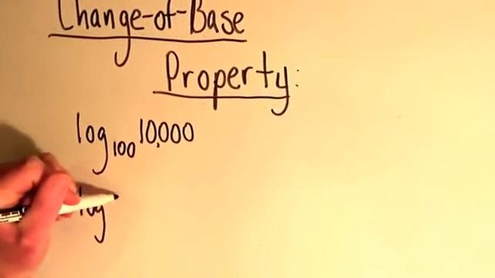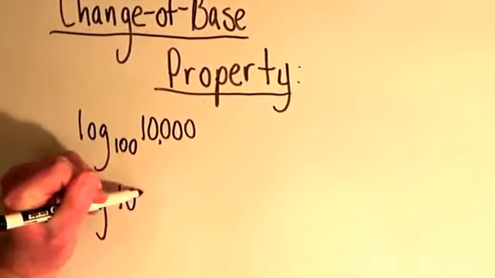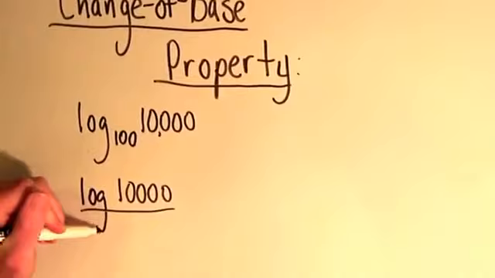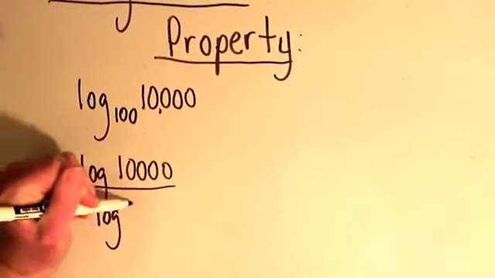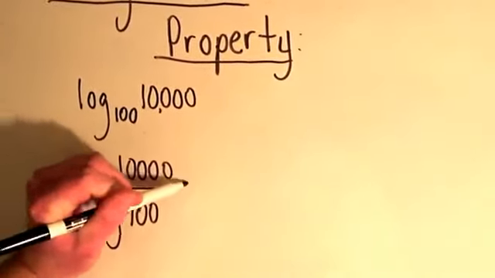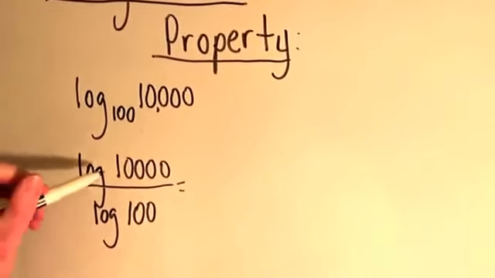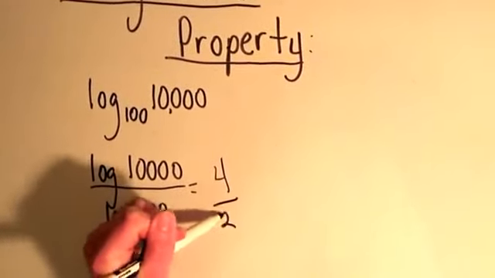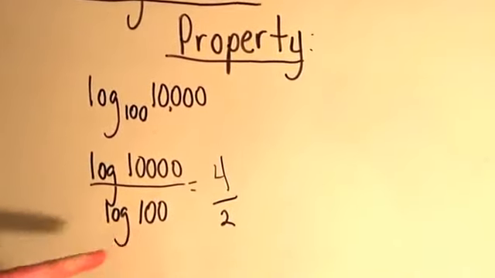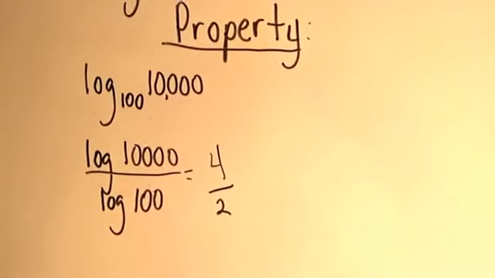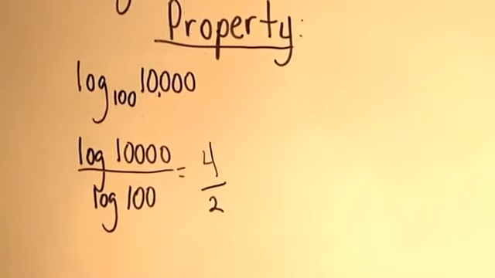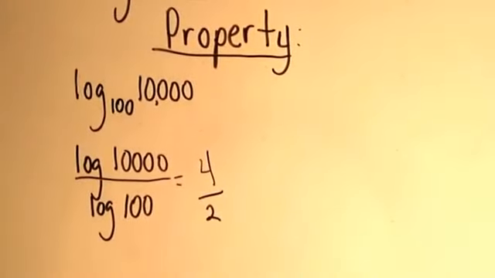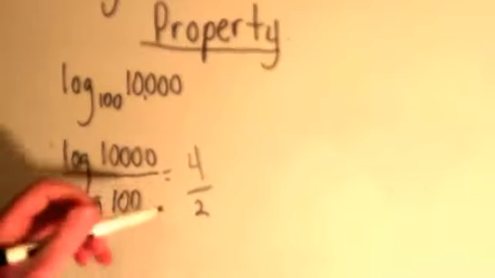log base 100 of 10,000 is common log of 10,000 over common log of 100, which is equal to, the top is 4 because 10 to the 4th is 10,000, and then the bottom 10 to the 2nd is 100, and then 4 over 2 would simplify to 2 as well.